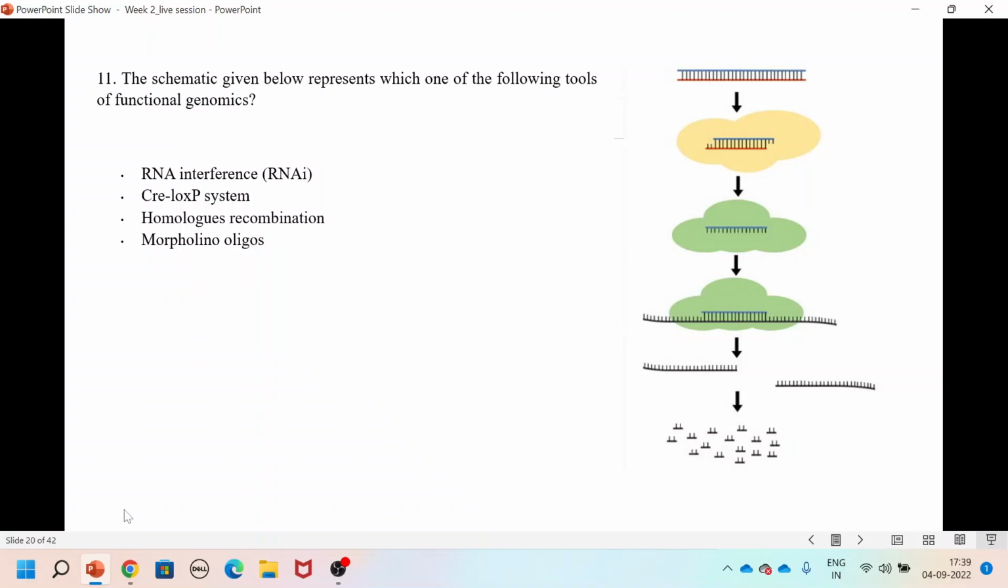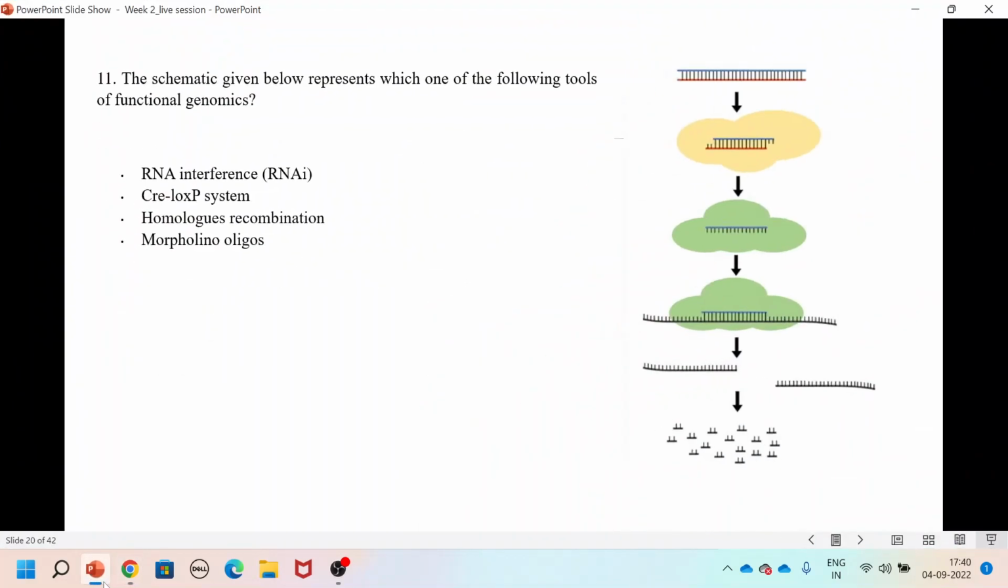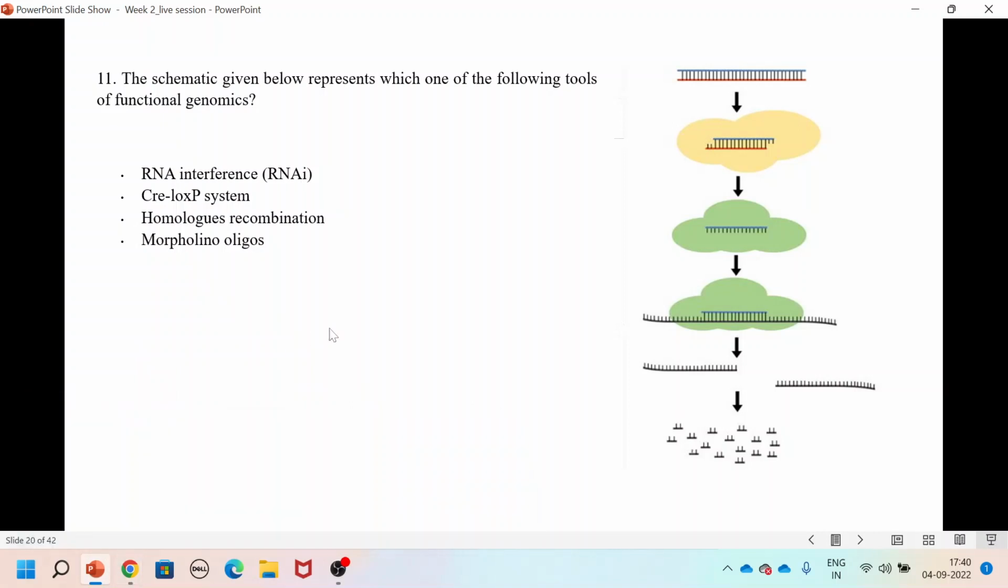RNAi. Okay. Do you know what morpholino oligos are? No, ma'am. Okay. Can you explain the process described in the schematic? What is happening? Why do you think it is RNA interference?